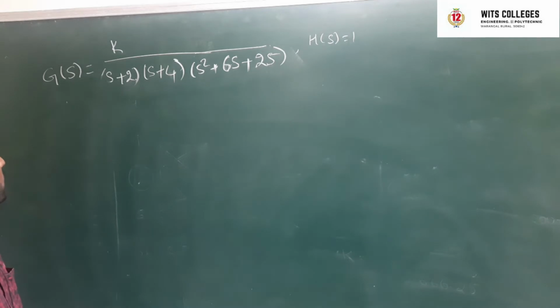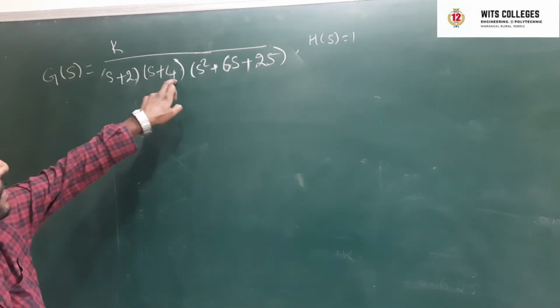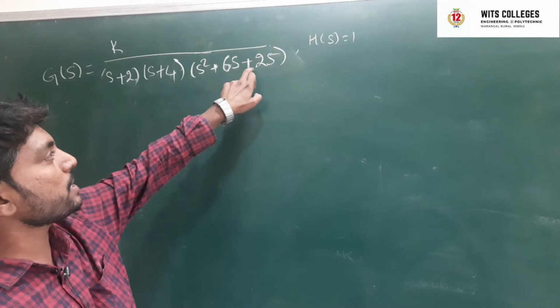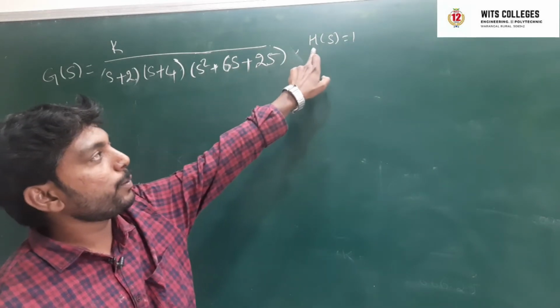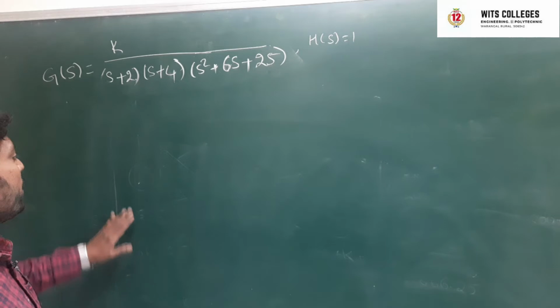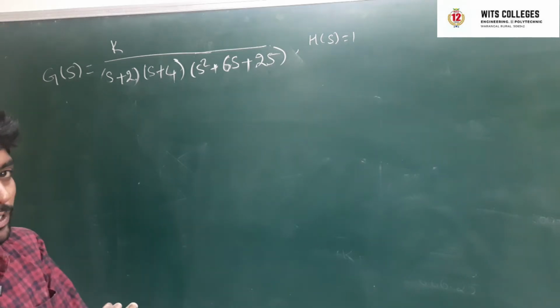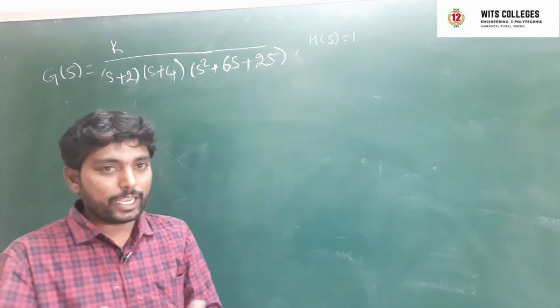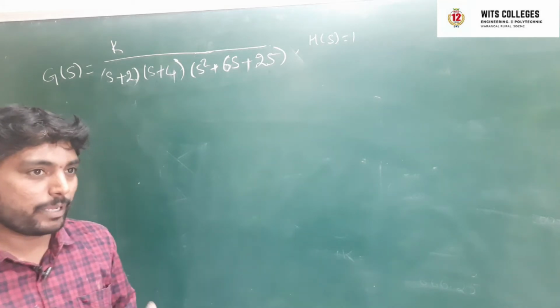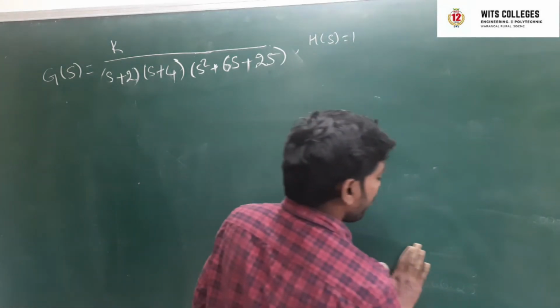See, this is the problem. The open loop gain G(s) is equal to K by (s plus 2)(s plus 4)(s square plus 6s plus 25), with unity feedback, H(s) equal to 1. By using this system, we find the stability of the system. In order to find the stability, we consider some conditions, and based on those conditions we define whether the given system is stable or not.